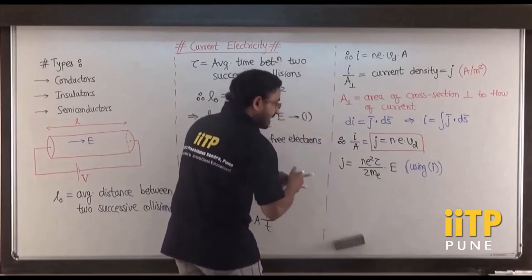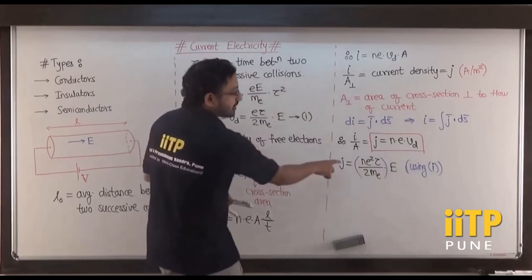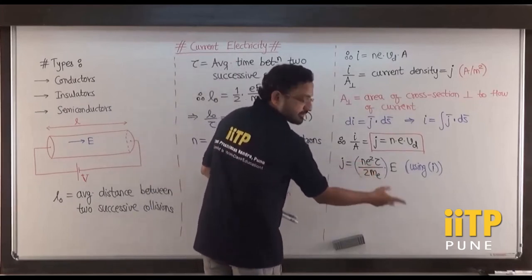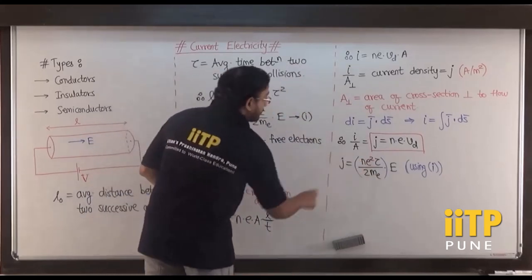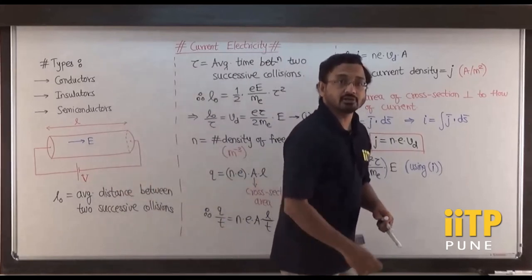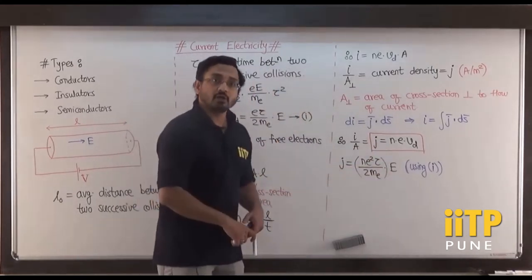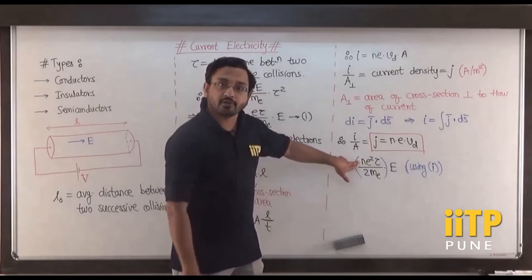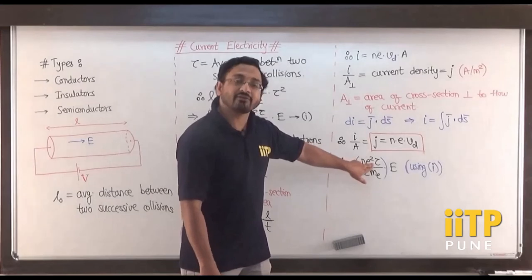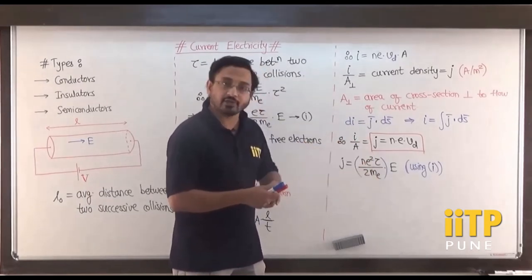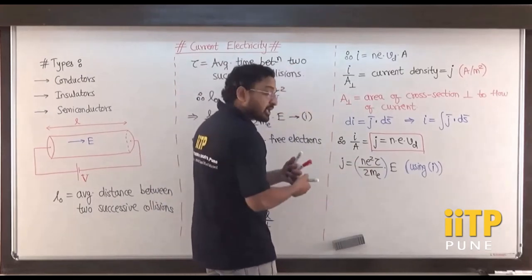Now, if I look at this particular bracketed quantity, the charge is a universal constant, the mass of the electron is a constant anyway, but the small n, which is the number density, and tau, which is the average time between two successive collisions, these two quantities will depend on the material chosen. For example, copper will have a different number density, and aluminium will have a different number density. In the same manner, copper will have a different average time between two collisions, and aluminium will have a different average time between two collisions. So this bracket simply depends on the material.